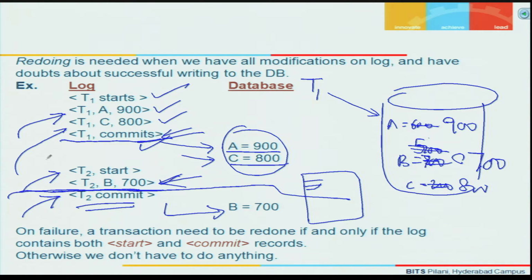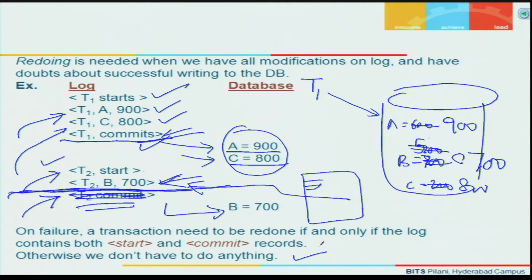And if you take the transaction T2, what has happened? T2 has modified the data item B, the new value is 700, but before commit it has failed. Then there is no problem for T2, because the actual update on the database will take place only after the commit state has been reached. Since there is no commit record for T2 and it has failed in between, I do not have to take any action, because the updates are not written to the database. Hence, do not do anything, or you can just ignore it.